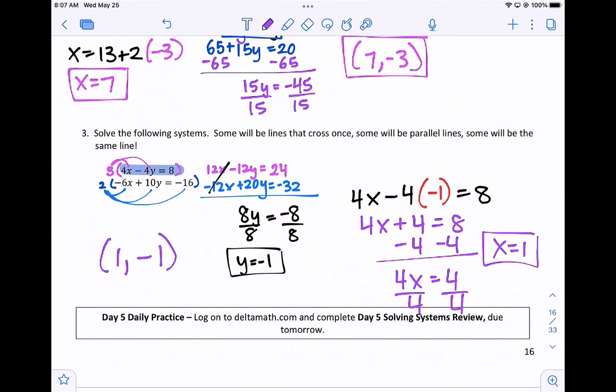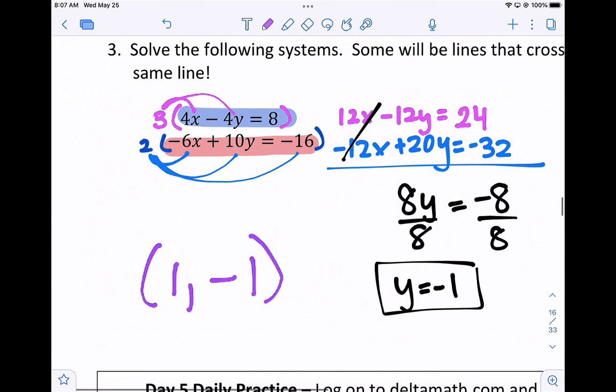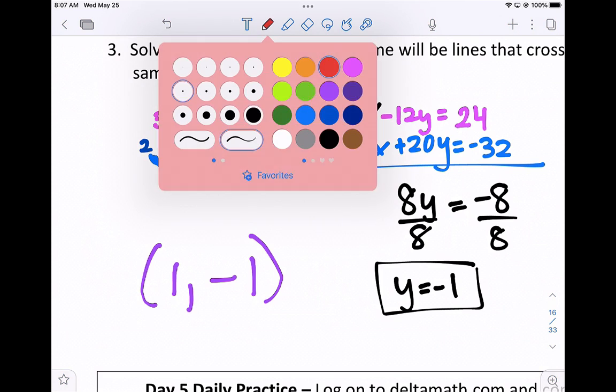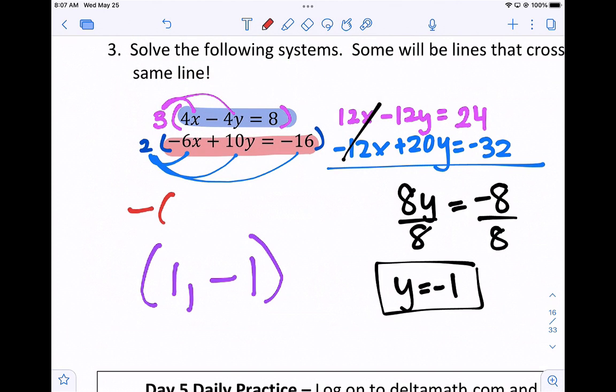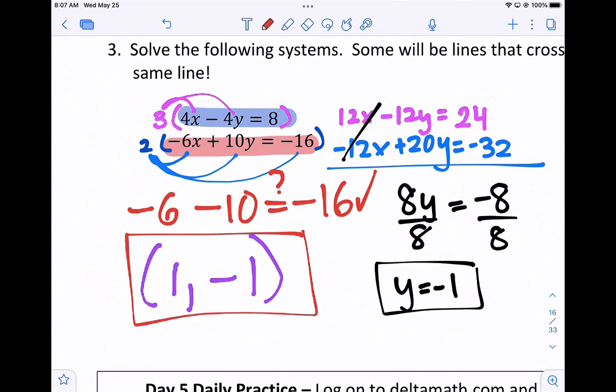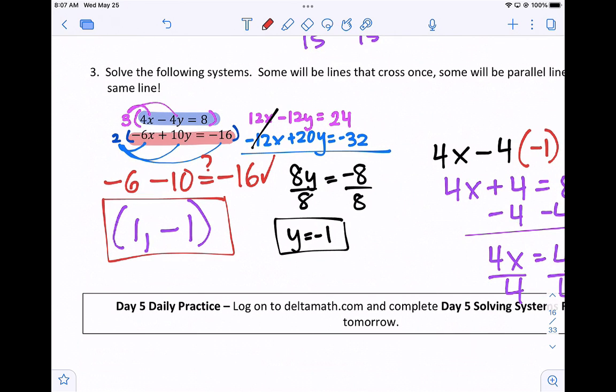And then we can check our answer by just plugging in. I'm going to plug into the second equation to see if those are equal. If we plug in, we get -6 times 1, which is -6, plus 10 times -1, which is -10. Does that equal -16? And it does. So these two lines cross, and they cross at 1, -1.